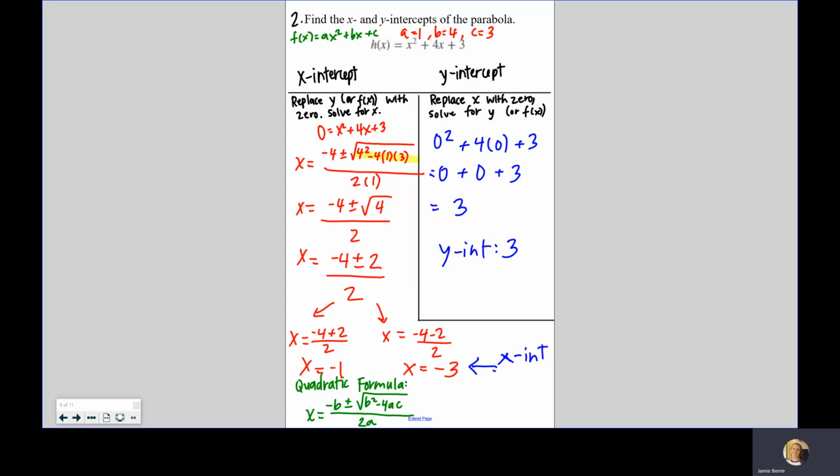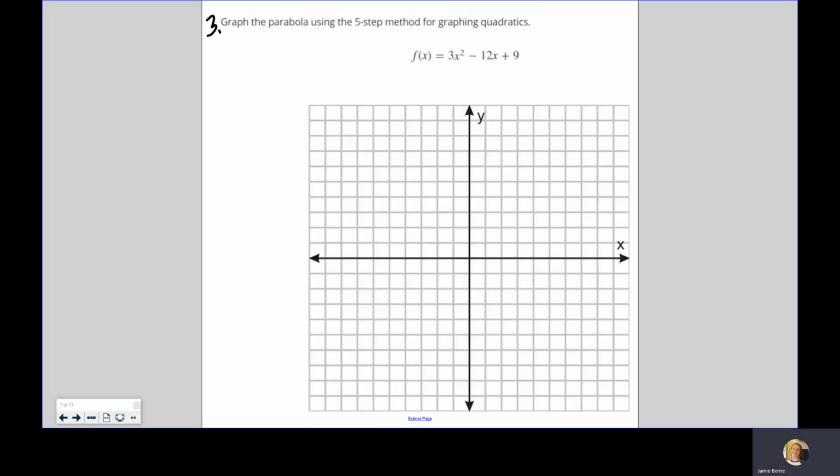Now let's do an example of where we have to graph something. Graph the parabola using the 5-step method for graphing quadratics. Technically, it said it was 6 steps, so I don't know where they came up with the 5-step method. But we'll review the method in just a minute. But first, go ahead and write down the function. f of x equals 3x squared minus 12x plus 9. You're going to want some graph paper to graph this. All right, so it's f of x equals 3x squared minus 12x plus 9.